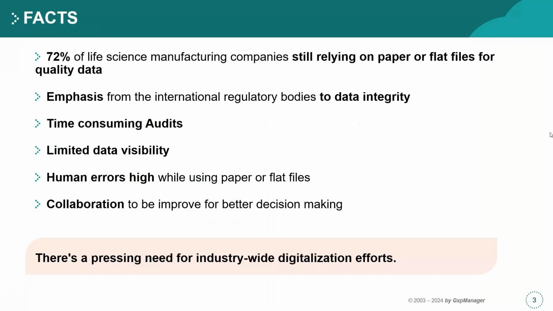Let's start with some facts about life science companies, which, as mentioned, can be applied to many highly regulated industries. Today, a staggering 72% of manufacturing companies in the life science sector still rely on paper or flat files for their quality processes. We all know that regulatory bodies, both national and international, are prioritizing data integrity and compliance. If you are still using paper, when audits come around, it can be time-consuming to find the right information among all the paper stored somewhere.